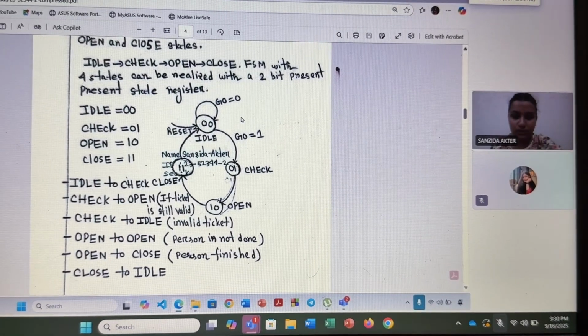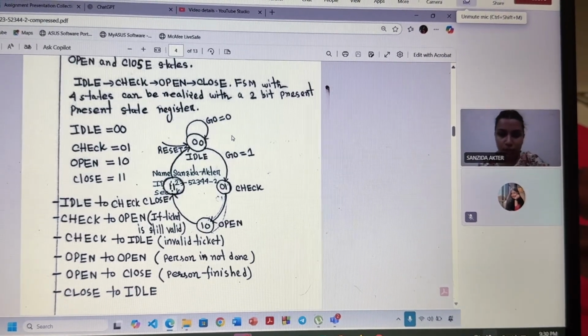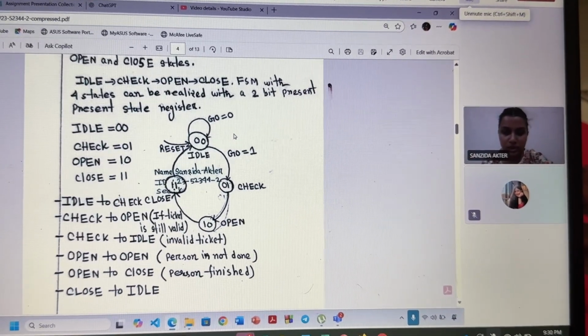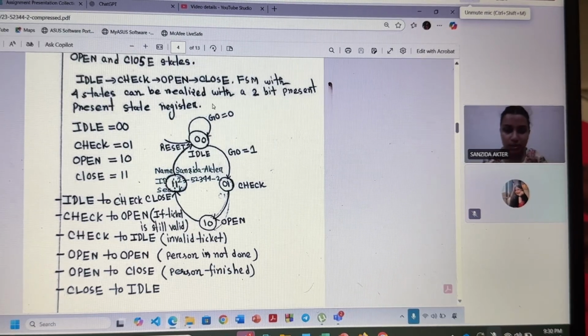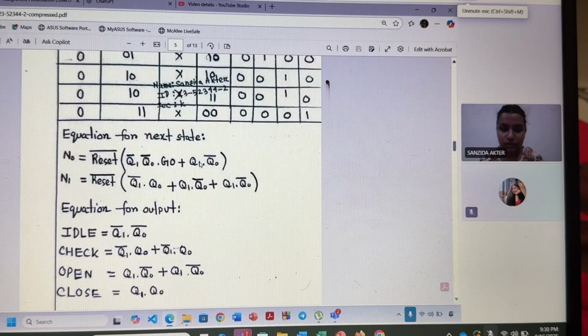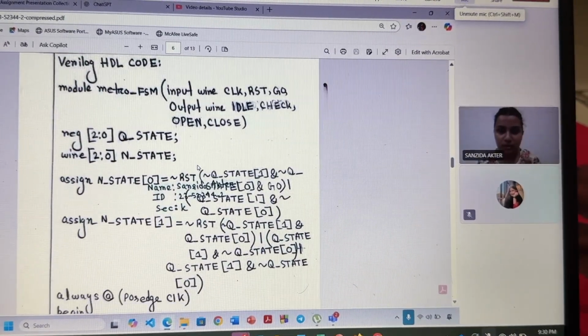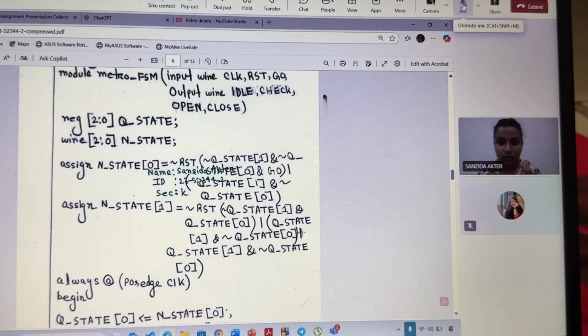I wrote the corresponding Verilog HDL code with a synchronous always block for the state register and a combinational always block for the next state logic and outputs. This design provides reliable clock-driven control of the gate. This is my Verilog HDL code according to my solution.